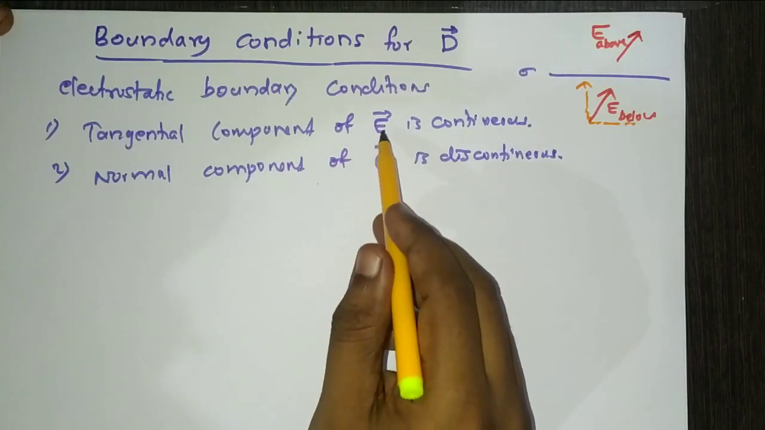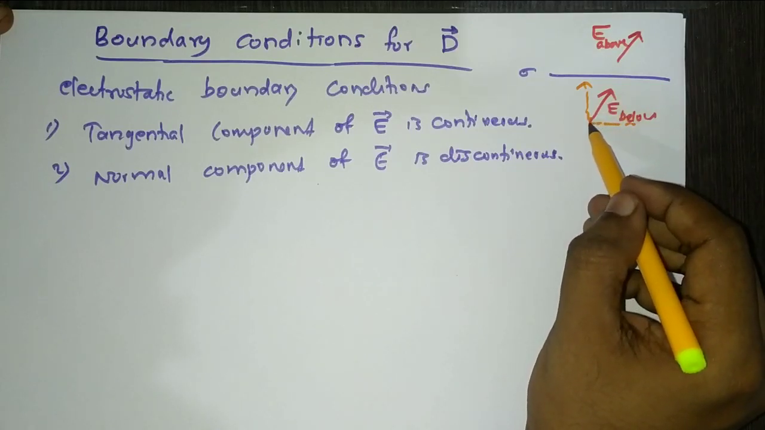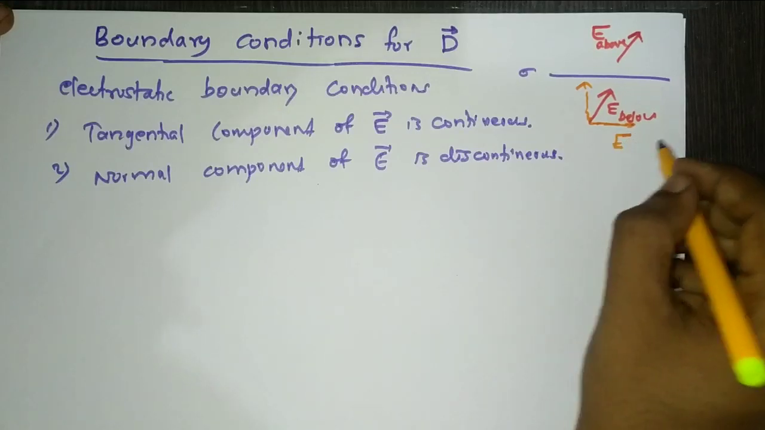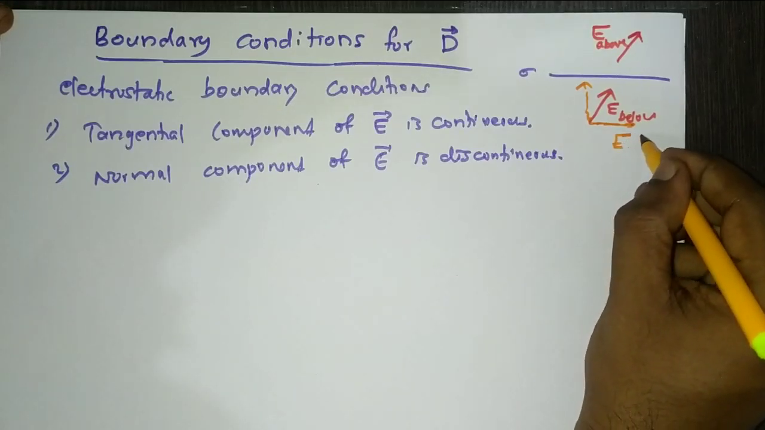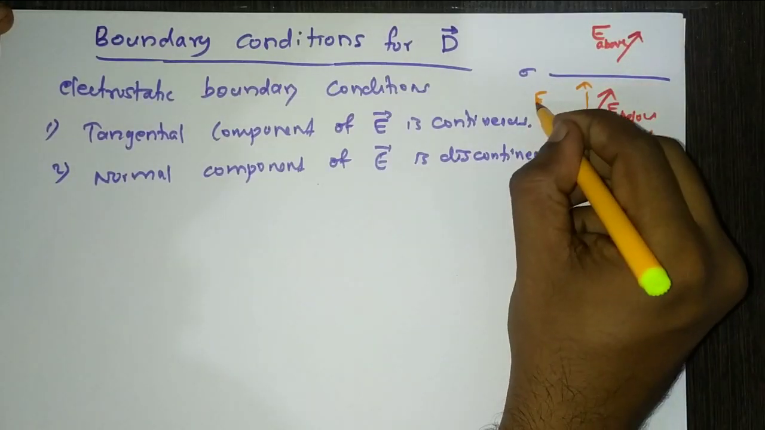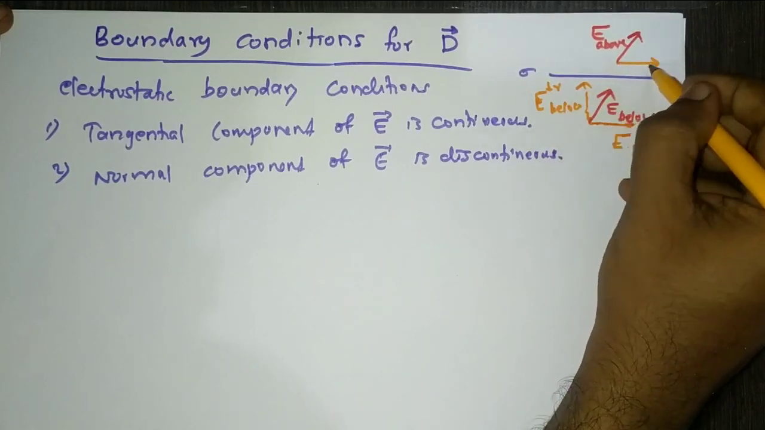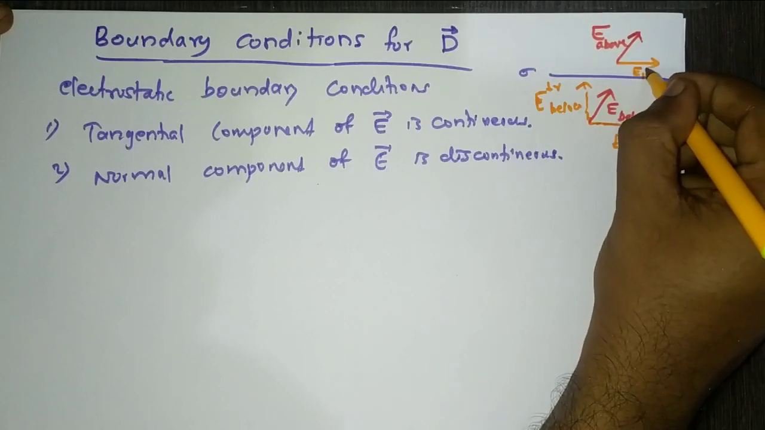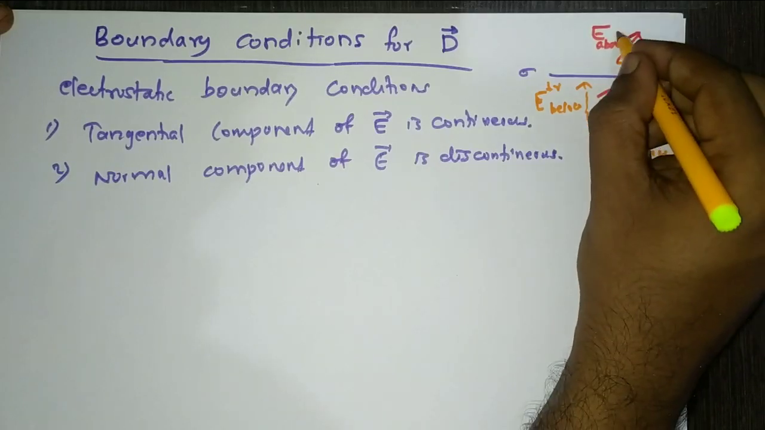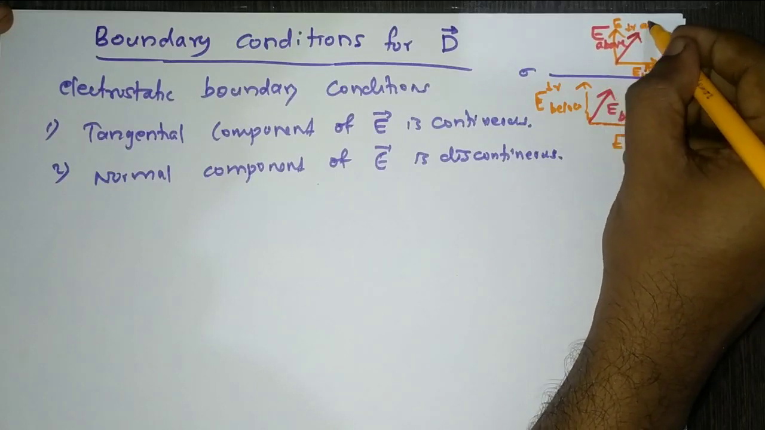While deriving the boundary conditions for the static electric field, we resolved the electric field components into two. One is the tangential component, let us say a parallel component, E parallel below and E perpendicular below, and also E parallel above, and this one E perpendicular above.